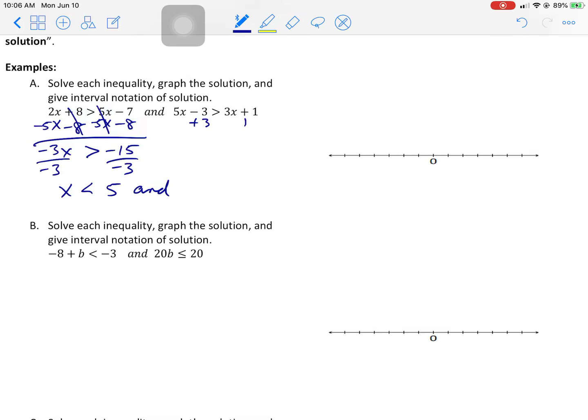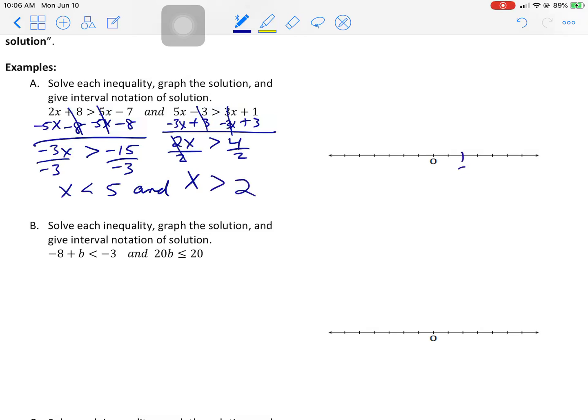Let's see. Add 3 to both sides. Move my x to the other side by adding the opposite. Isolate my variable by dividing by the same sign. This is going to be, let me write this down for them, x is greater than 2.